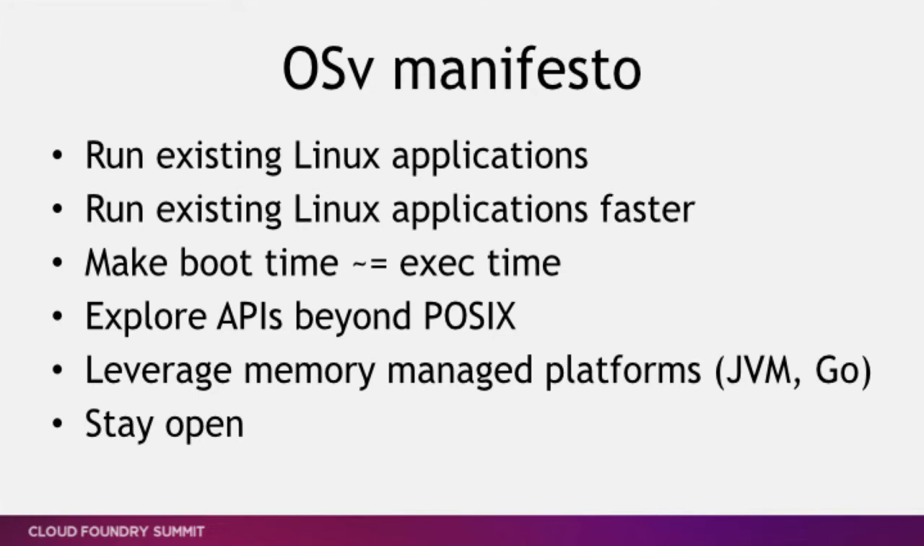Make boot time essentially about the same as exec time. So starting an OSv image would be completely equivalent to just starting a JVM image, right? On the same host. Explore APIs beyond POSIX because POSIX is a little bit constrained. So if we can lift those constraints, we can get additional performance.